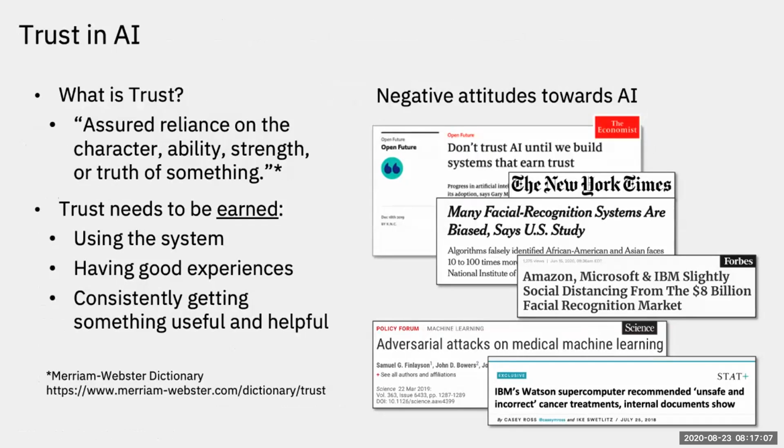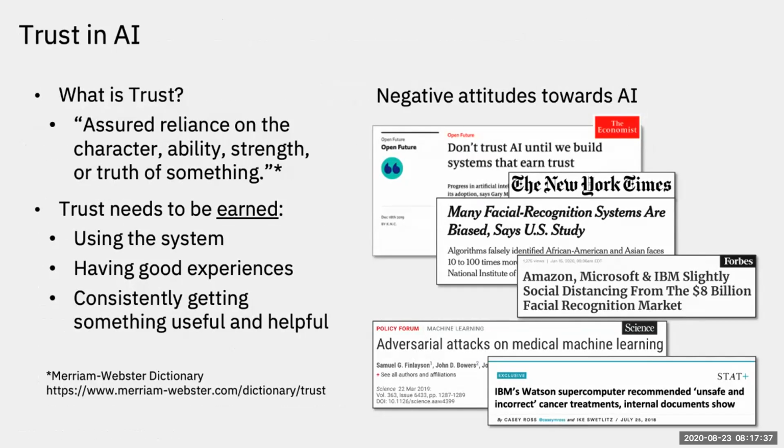What is trust? According to the Merriam-Webster Dictionary, trust is the assured reliance on the character, ability, strength, or truth of something. Trust cannot be demanded. It needs to be earned. From repeatedly using the system and having good experiences and consistently getting something useful and helpful in return. On its own, this is already a very challenging task.